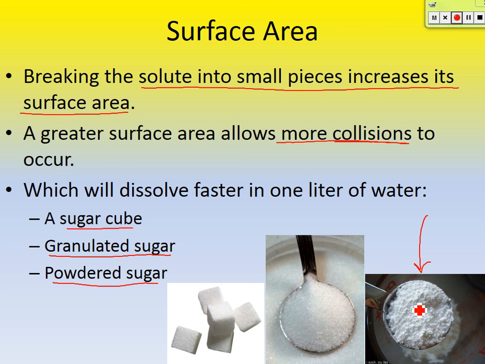Now, yes, the sugar cube will dissolve if you leave it in there long enough. But if you look at the sugar cube, the inside is not going to be touching the solvent. It's not going to be touching the water until the outside dissolves. So that's why in chemistry, when you crush something up, it will dissolve a lot faster. A lot more of it's touching the water. So we increase the surface area, which increases the rate at which it dissolves.